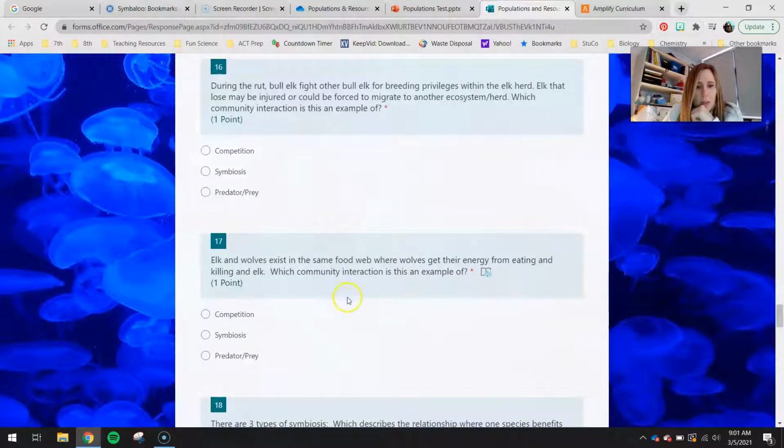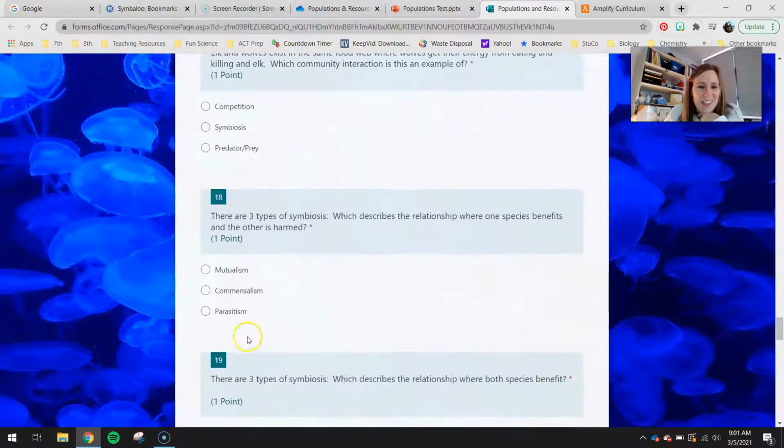Elk and wolves exist in the same food web where wolves get their energy from eating and killing the elk. Which community interaction is that an example of? Again, that's from your guys' notes.